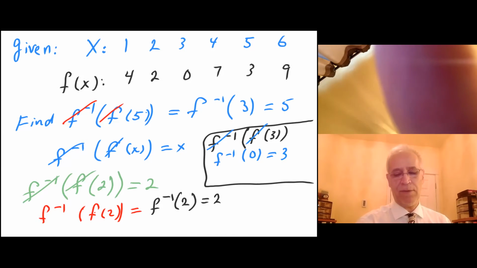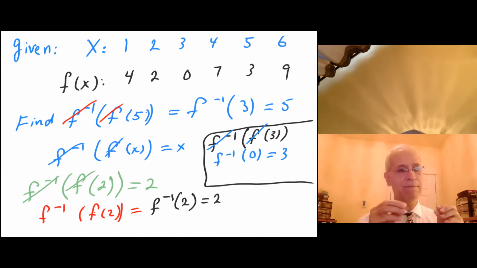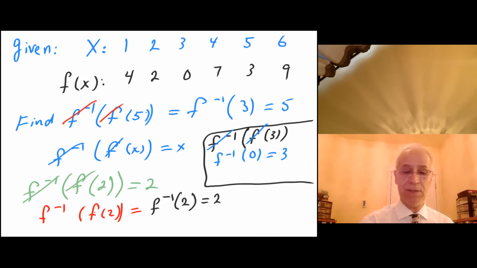The thing to remember for this section is that if you have f and a value in parentheses, let's say f of 2, then you know that 2 is your x value. But if you have f inverse of, say, 5, then that 5 is your y value, not your x value.